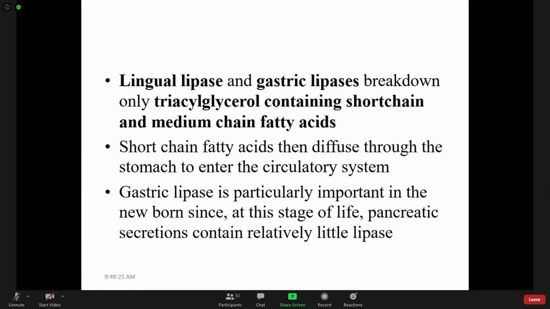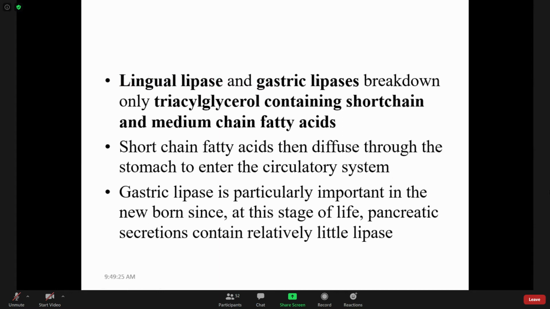After the hydrolysis of triacylglycerols by lingual lipase and gastric lipase in the stomach, the released short chain fatty acids diffuse through the stomach to enter the circulatory system. So gastric lipase is particularly important in a newborn, since at this stage of life pancreatic secretions contain relatively little lipase, and the substrate is milk, which contains triacylglycerol with short chain and medium chain fatty acids.